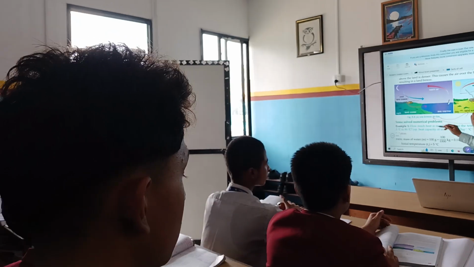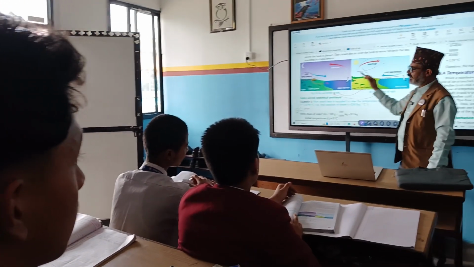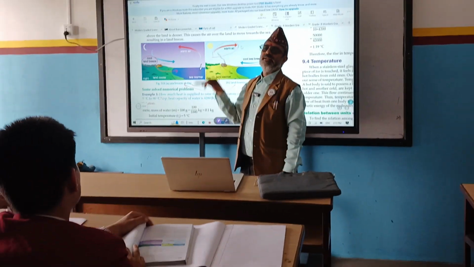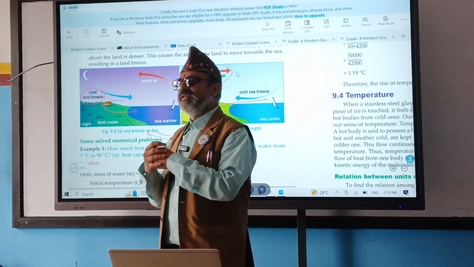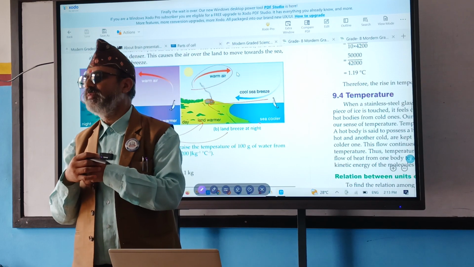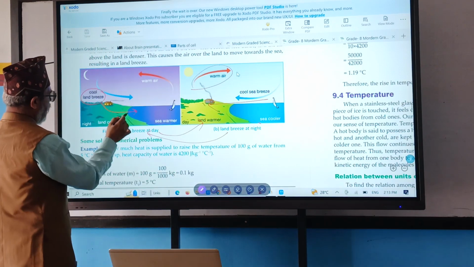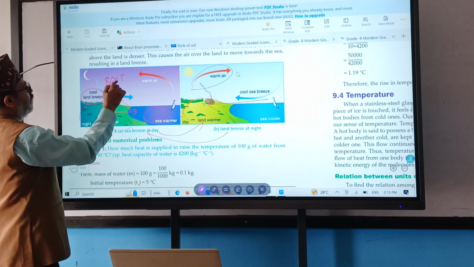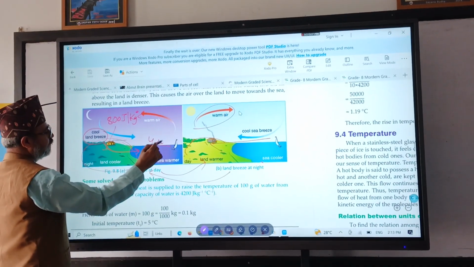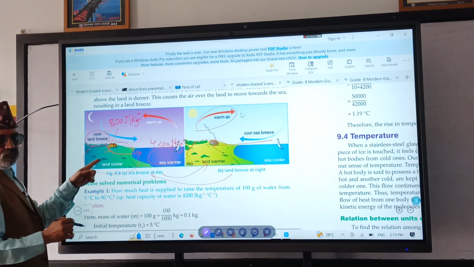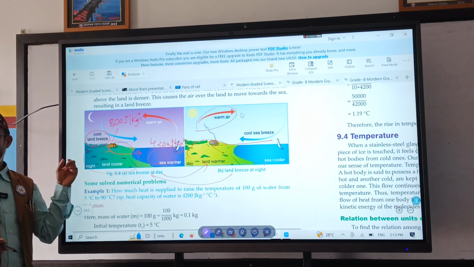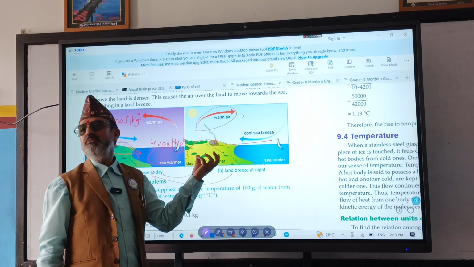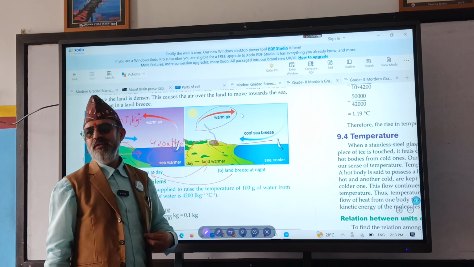So here, during daytime, cold air blows from sea to land. What is it called? Sea breeze. During night time, cold air moves from land to sea. That is called land breeze. Land breeze and sea breeze are caused due to variation in the specific heat capacity of land and sea. Which one becomes hot faster? Land. So during the day, land becomes hot faster and cold air blows. What is it called? Sea breeze. During night time, land becomes cool faster and cold air blows from here to there. What is it called? Land breeze.